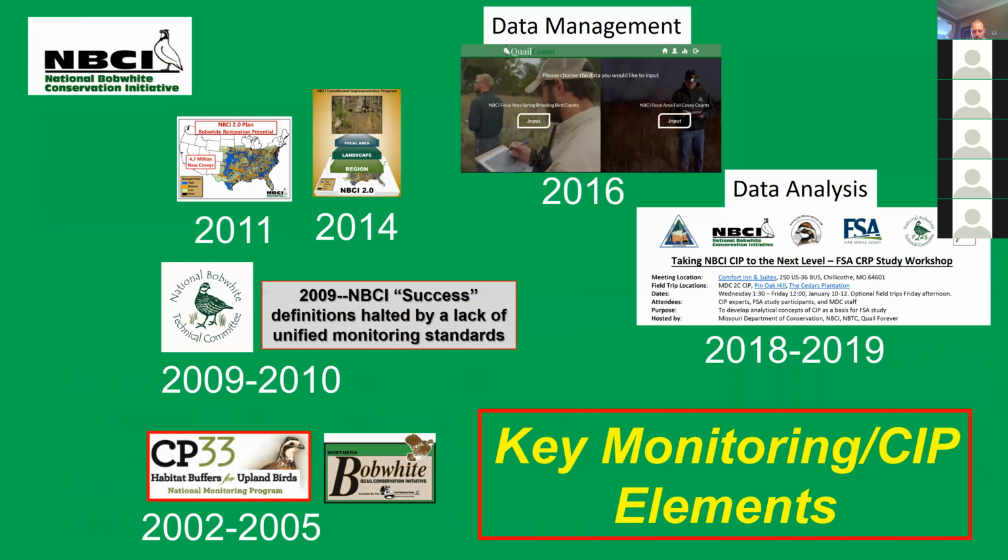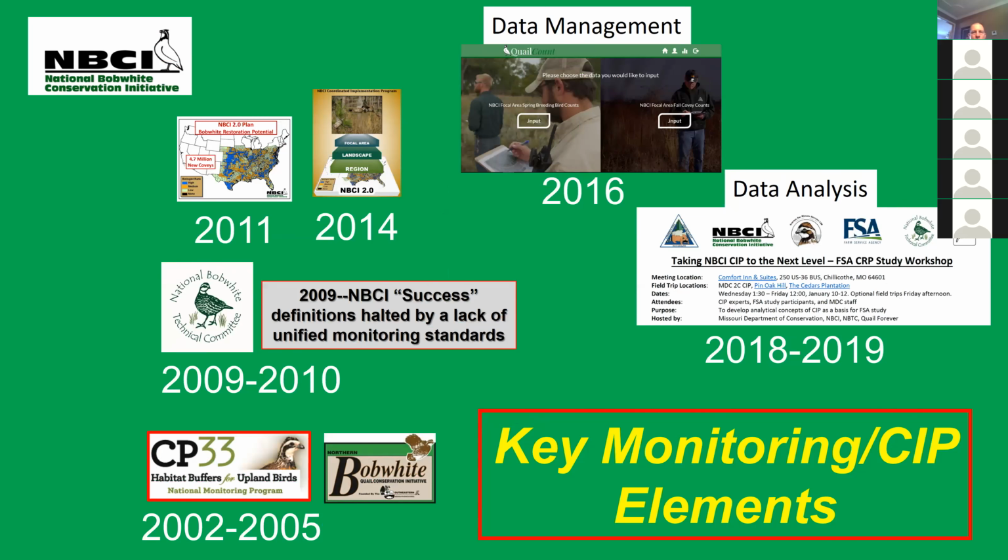The history looks a little bit like this. This is just a small slice of some of the highlights. Going back to the CP33 monitoring program led by Mississippi State University and a partner with what was then called the Northern Bobwhite Conservation Initiative. It's now the National Bobwhite Conservation Initiative. We've long tried to demonstrate what can be done with and produced evidence of quail response.